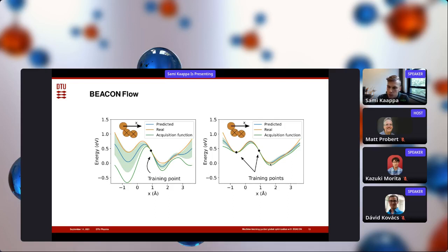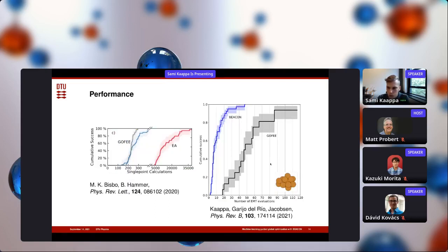So this was pretty impressive for us. And then when we go for more complex systems, we get success curves like this compared to GOFEE. So the main goal for the project was to reduce the number of DFT calculations, and that's what we found.